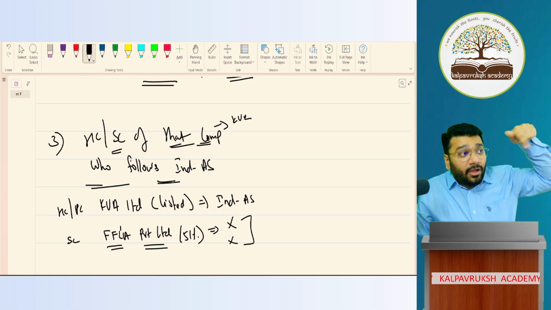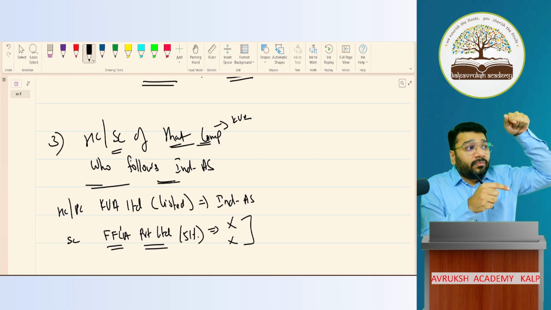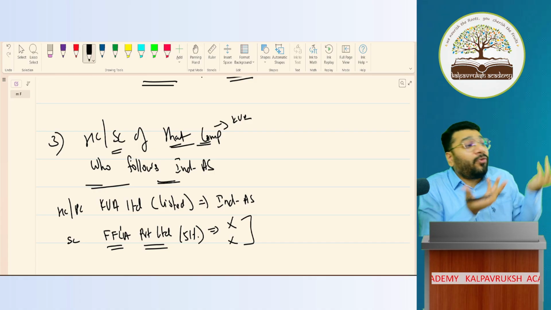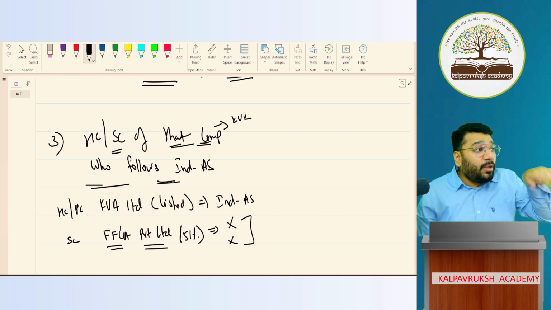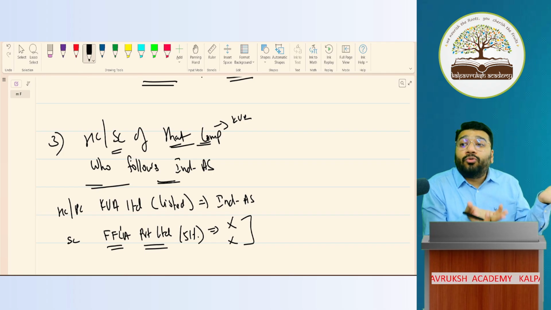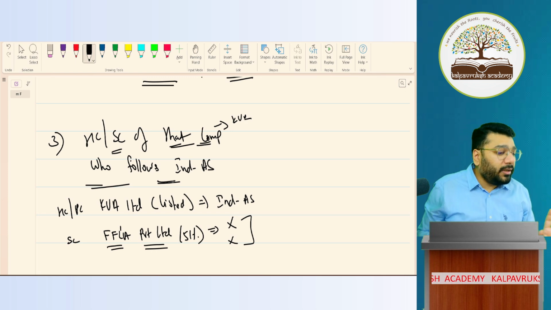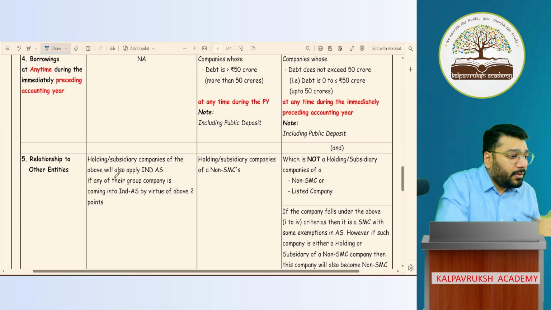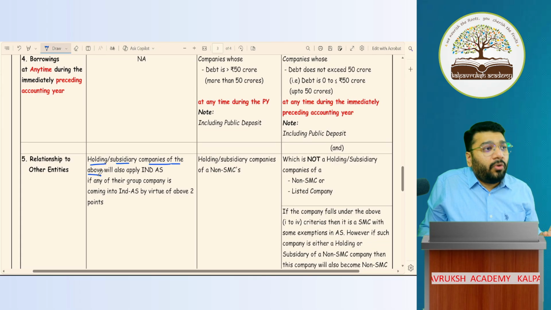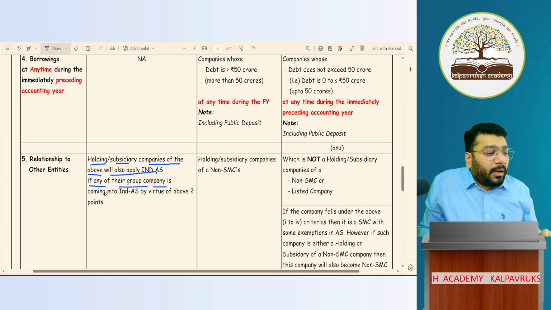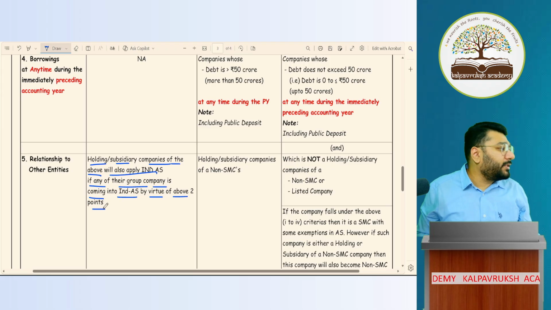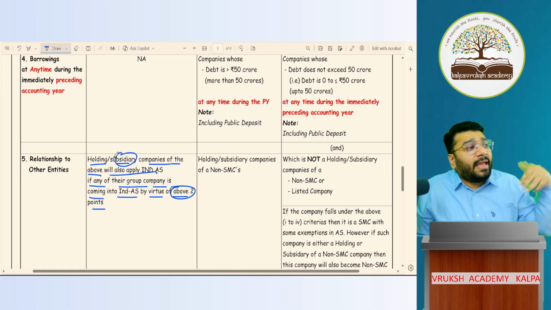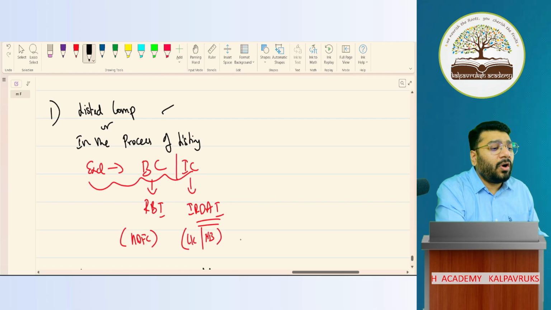So if your holding company or subsidiary company is following Ind AS, even though you are not listed, even though net worth is less than 250 crores, you have to follow Ind AS because your holding company or subsidiary is following Ind AS. So if any one of your group companies is following Ind AS, the rest of the group companies also have to follow Ind AS. Got it? Holding and subsidiary companies of the above should follow Ind AS if any of their group companies comes into Ind AS by virtue of the above two points. So KVA came into Ind AS because of the above two points. Because of that, the subsidiary company FFLA also has to now apply Ind AS.